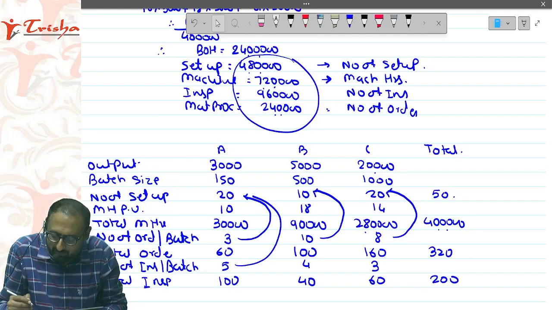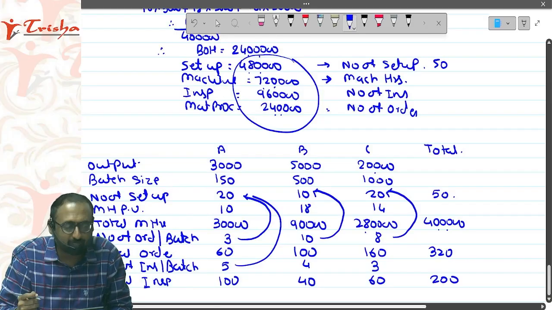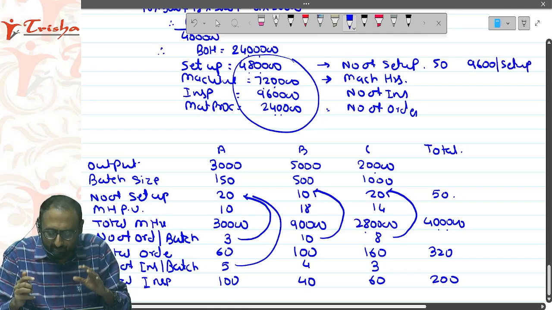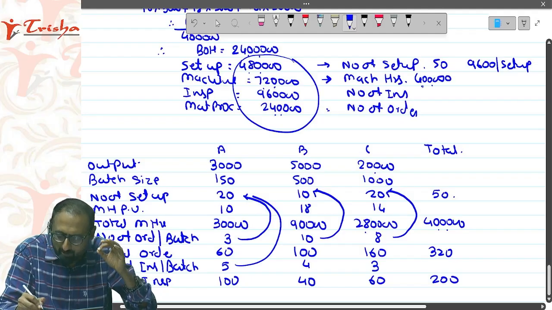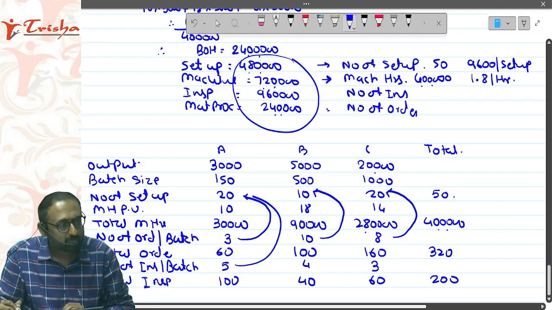Cost of the activity divided by units of cost driver, you know now. How many setups are there? Is it 50 setups? 4,80,000 divided by 50, Saji, is 9,600 per setup. Then 7,20,000 divided by machine hours, Saji, 4 lakhs are your machine hours. So 1.8 per hour is your rate.